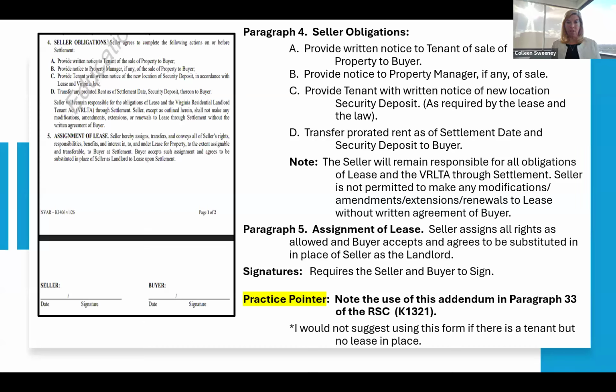All right. So this came up in some discussions, and I just want to say, I would not suggest using this form if there's a tenant but no lease in place. At that point, as agents, I would suggest that you remind the potential buyer that they would need to seek outside counsel in terms of the ramifications of that. So this is really meant to be used in a situation where the seller is selling the property, there is a tenant in the property, and there is a lease in place, okay? And I would hope that that lease would be reviewed prior to making an offer on the property.